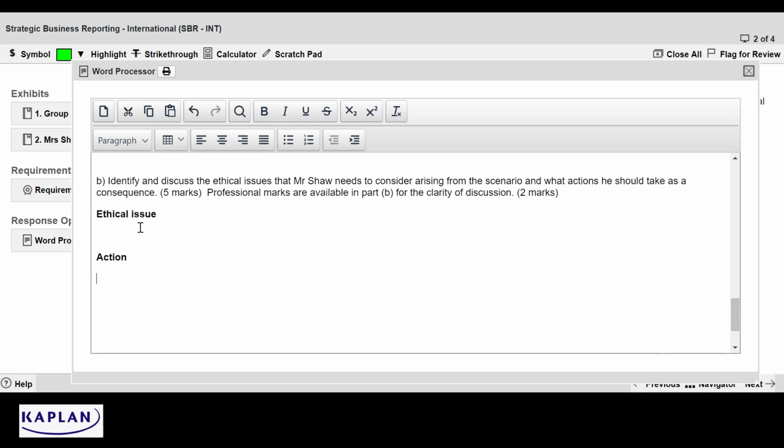What is the ethical issue? You need to read the question again. The ethical issue for me is not about regurgitating the 5 ethical pillars, but it's identifying the practical situation. And Mr. Shaw is effectively an insider. He knows about the restructuring and his wife is a shareholder. He knows about the restructuring and his nephew is about to lose their job potentially. So the ethical issue here is all about confidentiality.